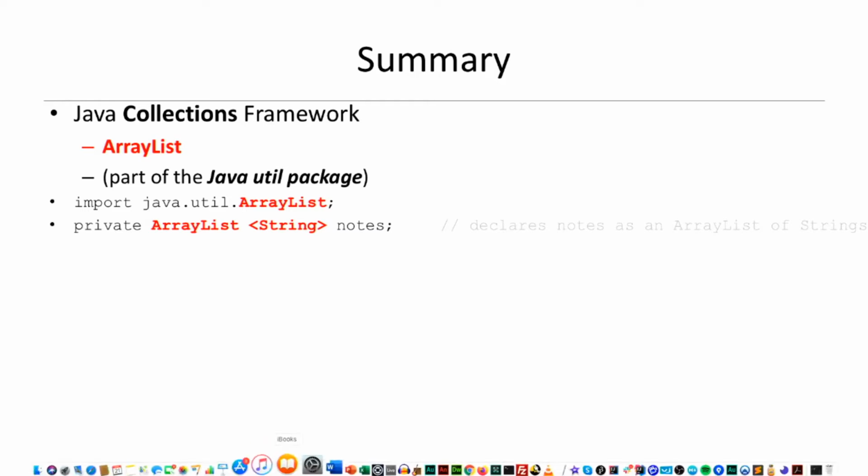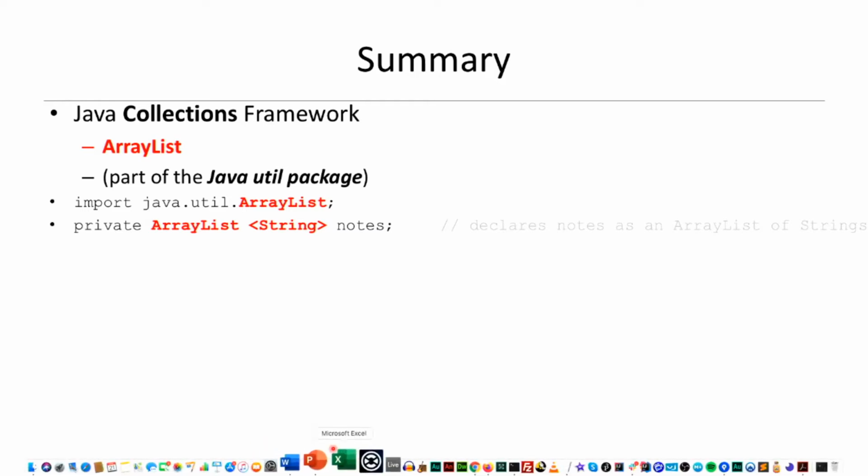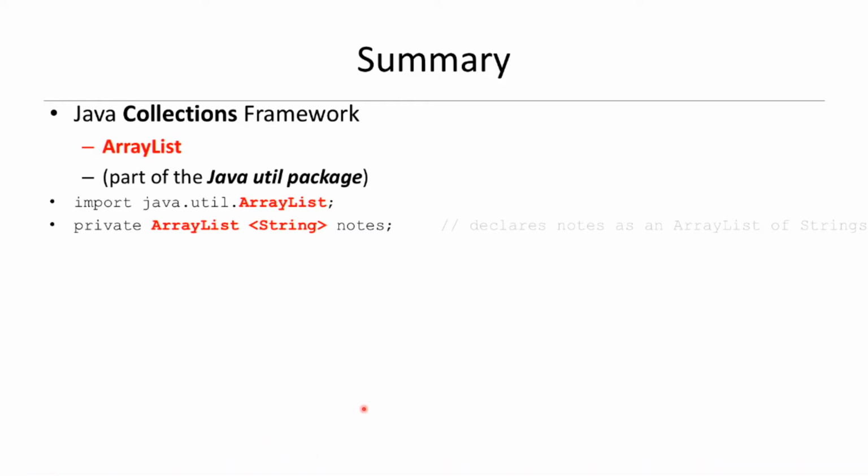We have notes here being declared as an array list of strings. The private keyword just says that it's private to this class and only methods within this class can change it.